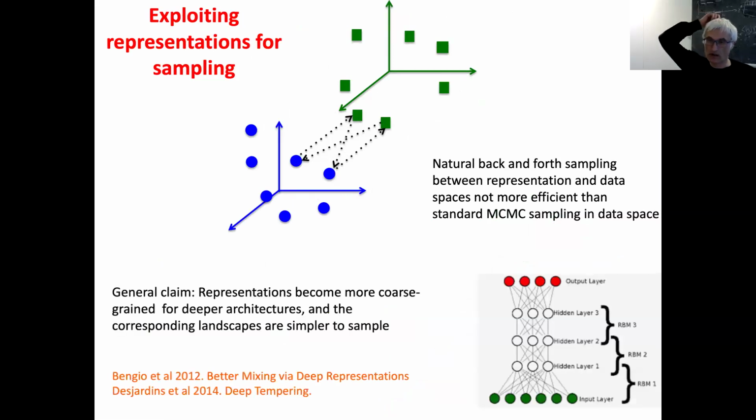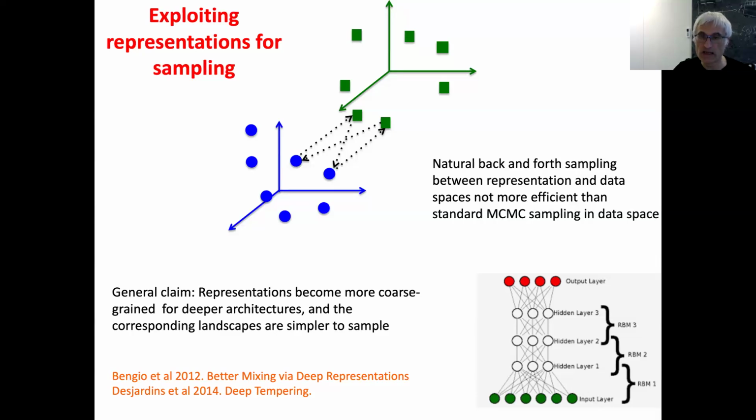So there were some ideas in the machine learning literature that going to deeper machines could be better. And I'm citing just two of these papers from about 10 years ago. The idea is that when you go deeper in architectures, the representation may be more coarse-grained, and the corresponding landscapes are simpler to sample. They essentially extract invariants from the data, right? More abstract representations, which forget or omit all the details in your particular data configuration and extract some kind of general feature. So if you get some kind of simpler landscape after a few layers, it would be very nice to exploit this idea in order to sample the bottom layer here, which is the one we are interested in.